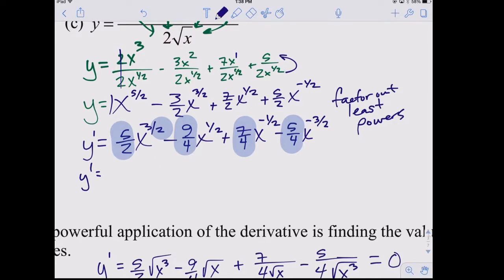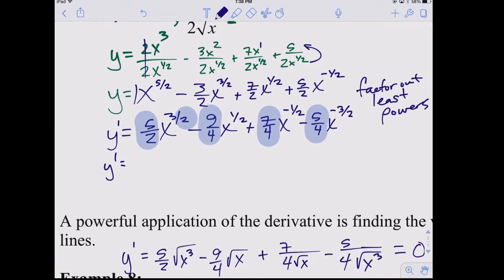What's the smallest magnitude of the coefficients? Which one's the smallest? Well, without the plus or minus, we have 5 halves, which is really 10/4, 9/4, 7/4, and 5/4. Which one is the smallest? 5/4, right? So let's go ahead and factor out the 5/4.